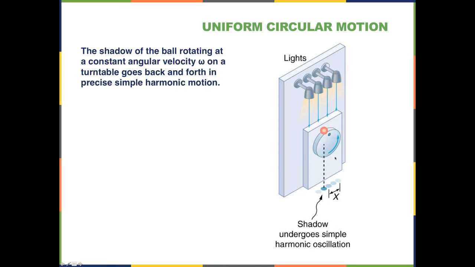The circular motion results in a simple harmonic motion when you look at the shadow of a ball rotating at a constant angular velocity on a turntable like this. This produces in this shadow below what can be considered a simple harmonic oscillator, or simple harmonic motion.